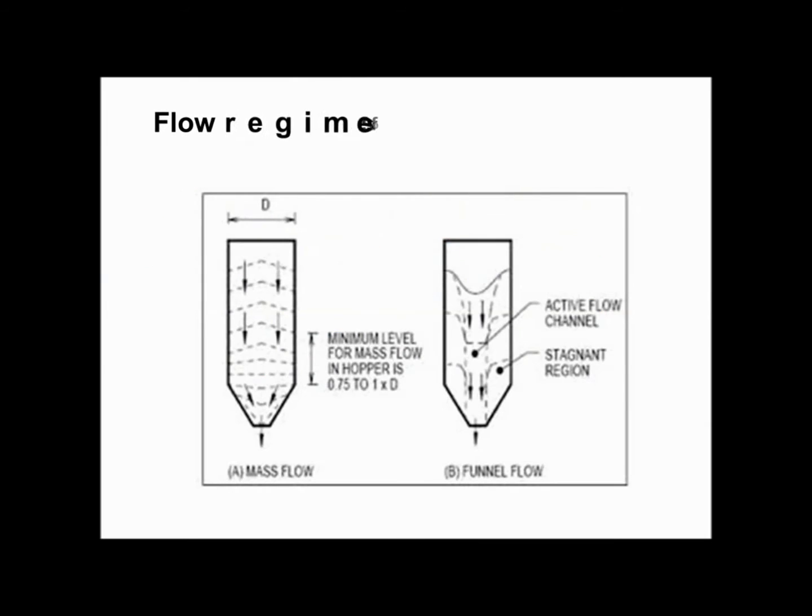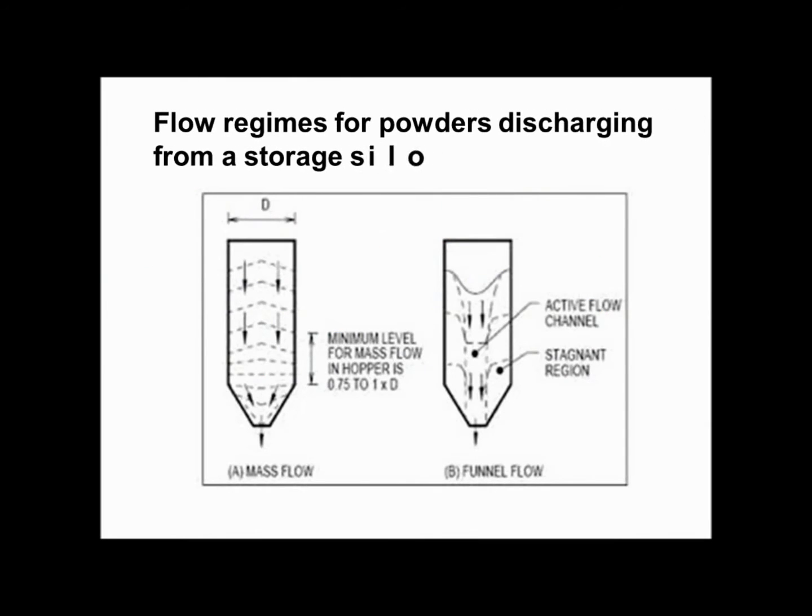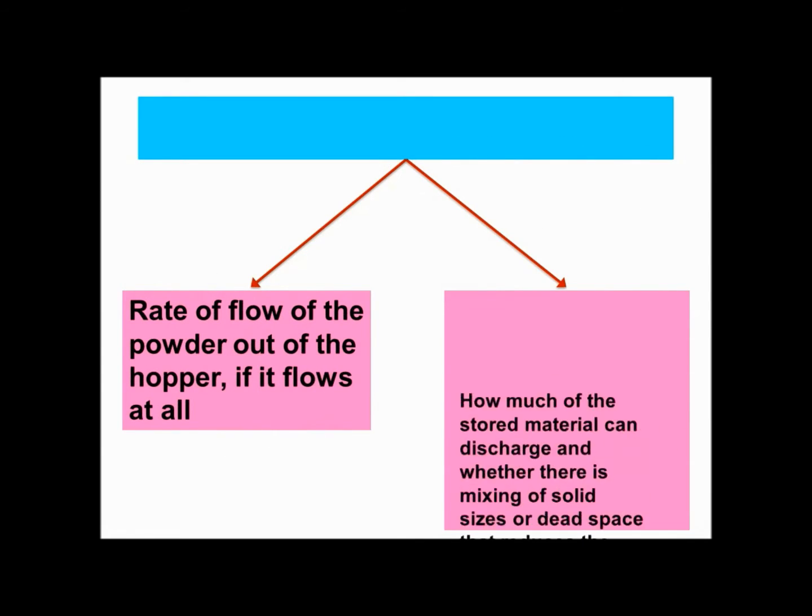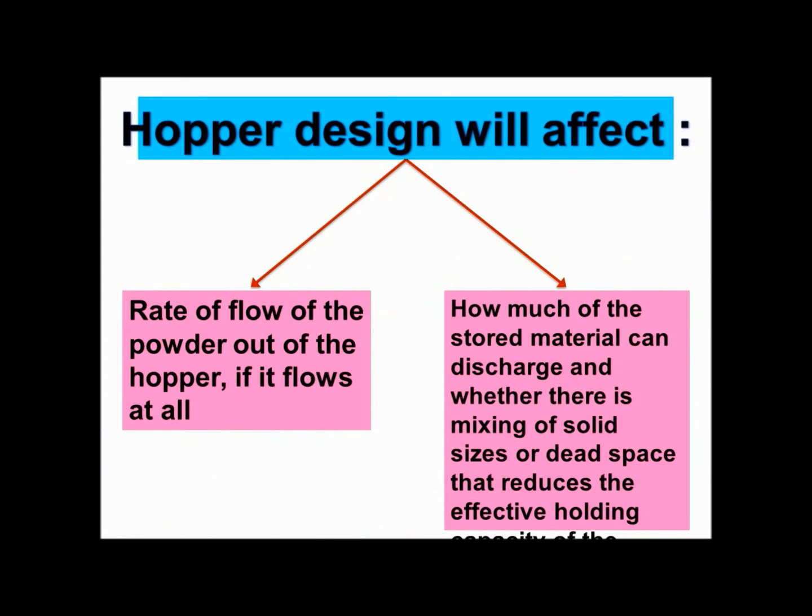Type of hopper flow: mass flow and funnel flow are the flow regimes for powders discharging from a storage silo. A hopper design will affect, first, the rate of flow of the powder out of the hopper, if it flows at all. Second, how much of the stored material flows, and whether there is mixing of solid sizes or dead space that reduces the effective holding capacity of the hopper.